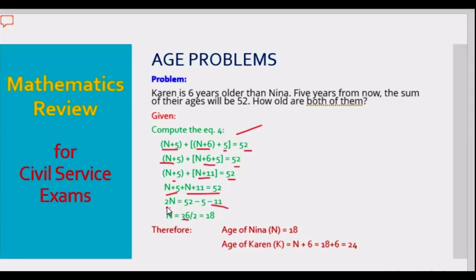So we will just bring the 2 over to 36. So N is equal to 18. So the age of Nina, which is N, is equal to 18. And the age of Karen, which is N plus 6, is equal to 18 plus 6, which is 24. So this is now the answer. Okay, next problem.